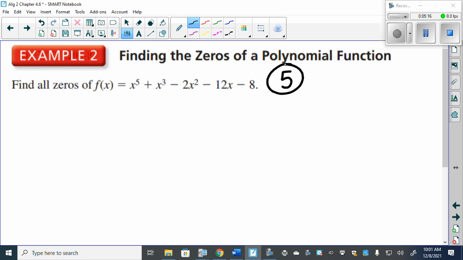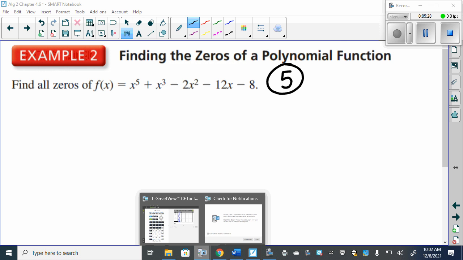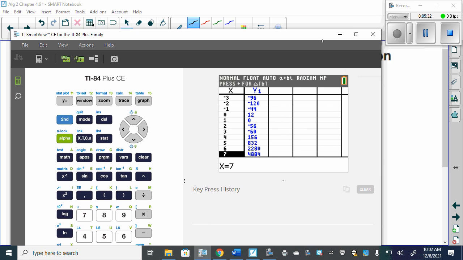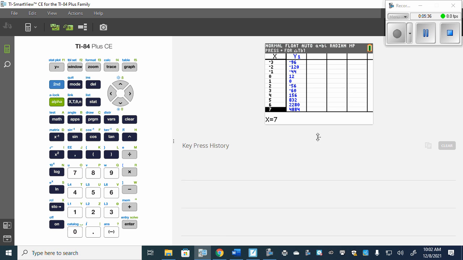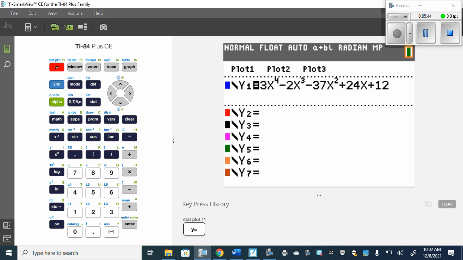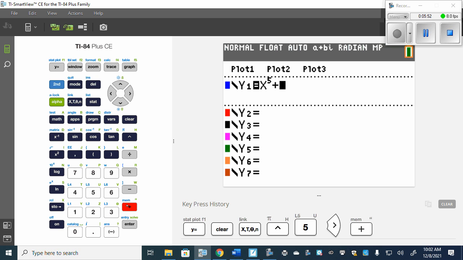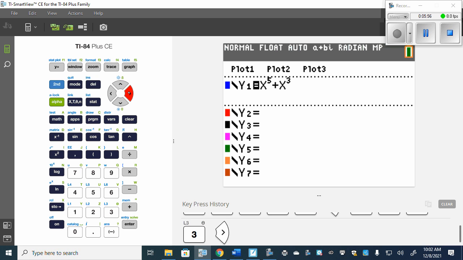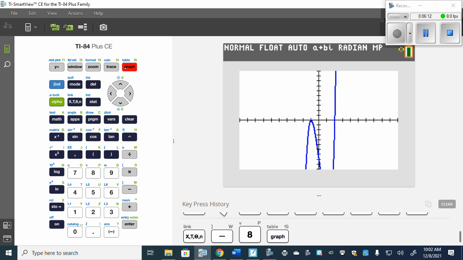What can we do first? We can graph it. There we go. Okay. I hope that that's full screen. That's better. So we can click y equals, and I'm going to clear that out first. x to the fifth plus x to the third minus 2x squared minus 12x minus 8. And when we type that in, we're going to hit graph.